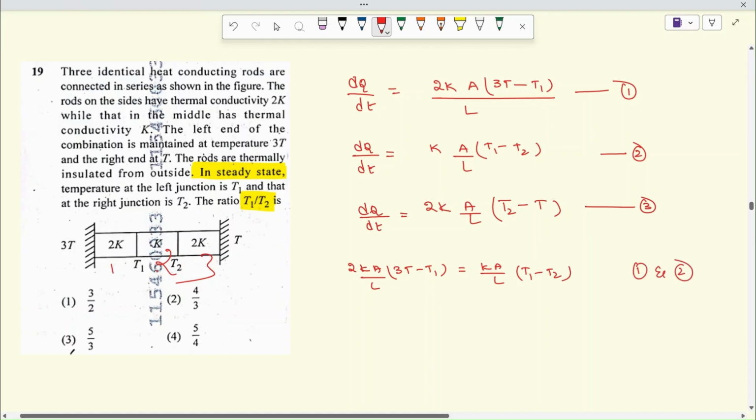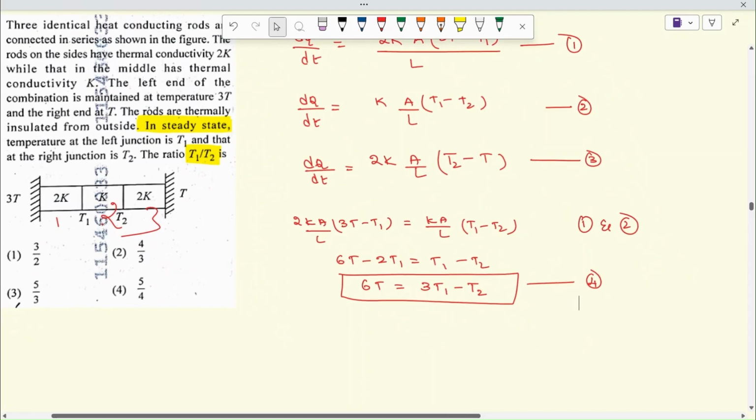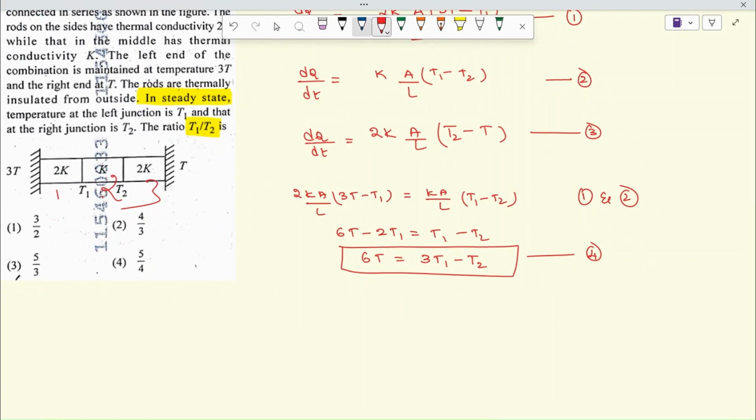Okay, what can we say further? KA by L is same on both sides. So 6T minus 2T1 is equal to T1 minus T2 on simplification. Further, we can say that 6T is equal to 3T1 minus T2, writing that side. Say this is equation 4. And still you can work the next two equations also.